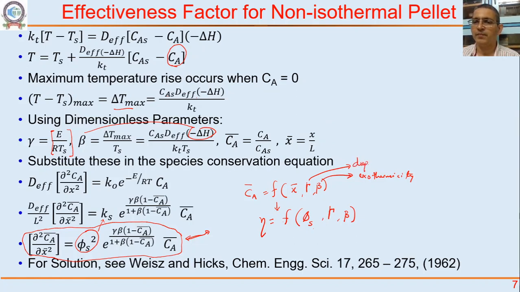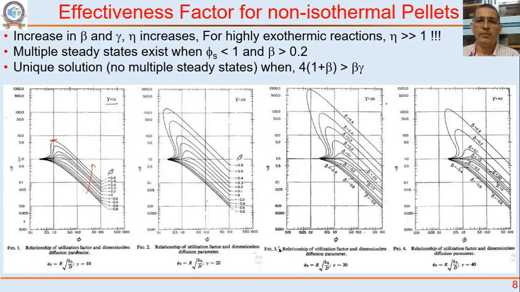The dependence of rate on temperature. You see, gamma is equal to 20, gamma is equal to 30, gamma is equal to 40, means I'm making the reaction more and more temperature dependent. You see, this goes up, goes up, goes up. You see the scale has changed. This is up to 1000 and this is up to 10,000. And the peak increases as beta is increasing.